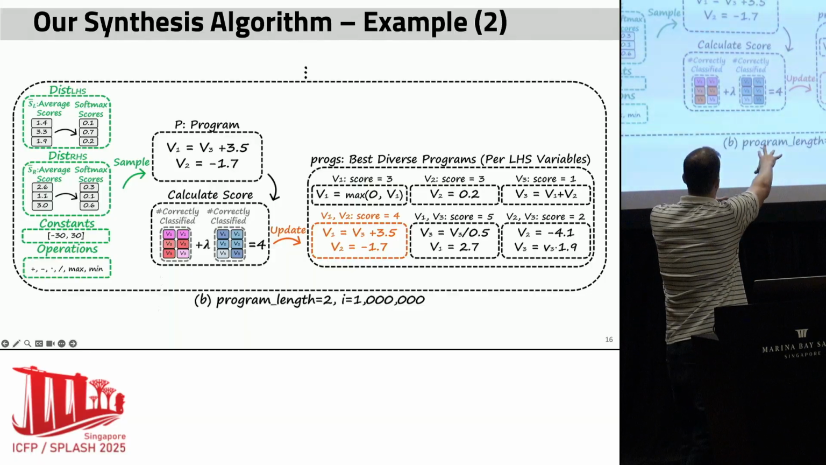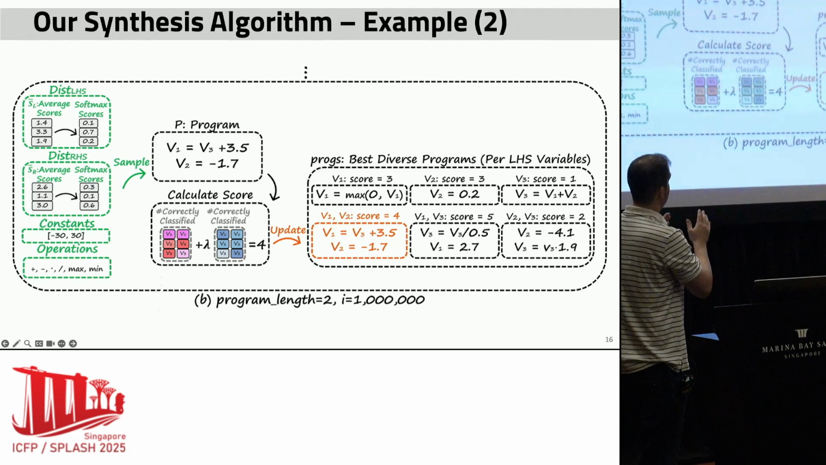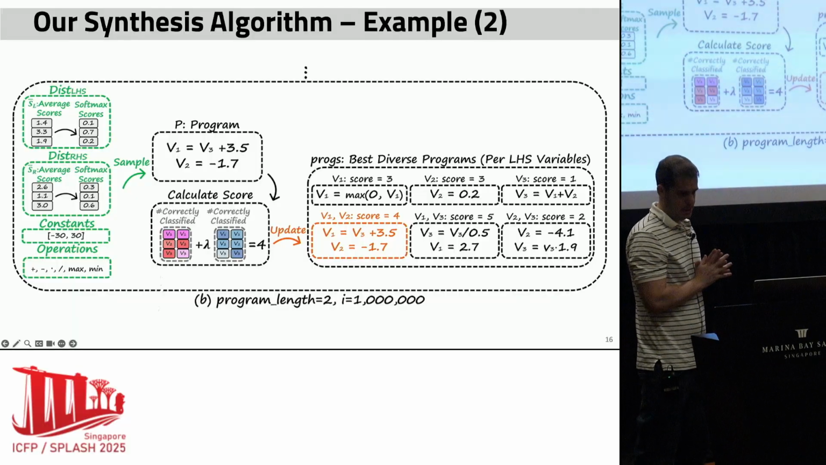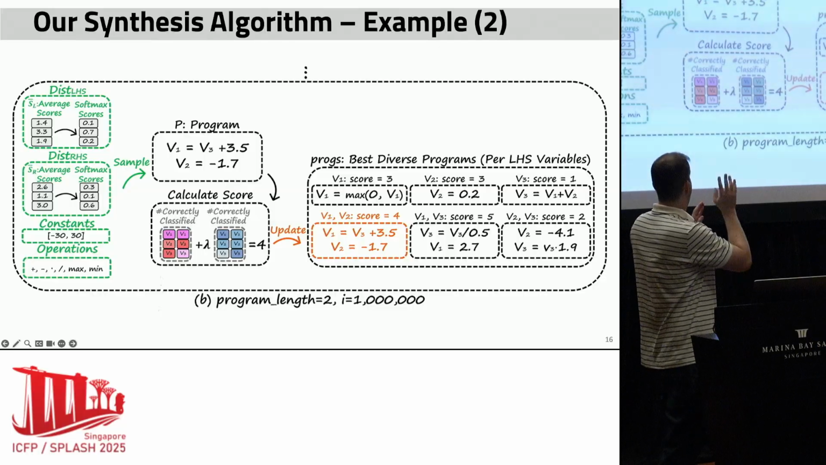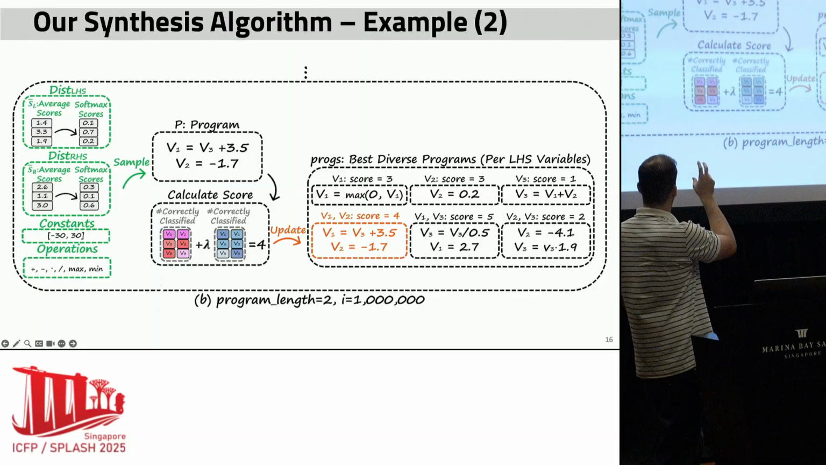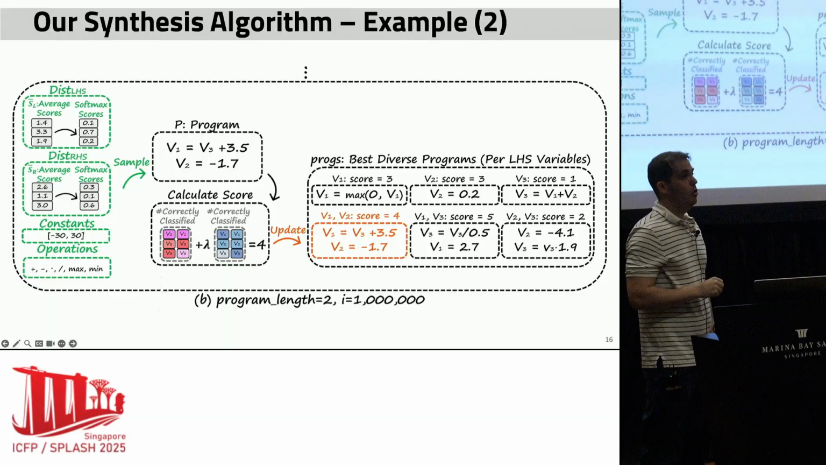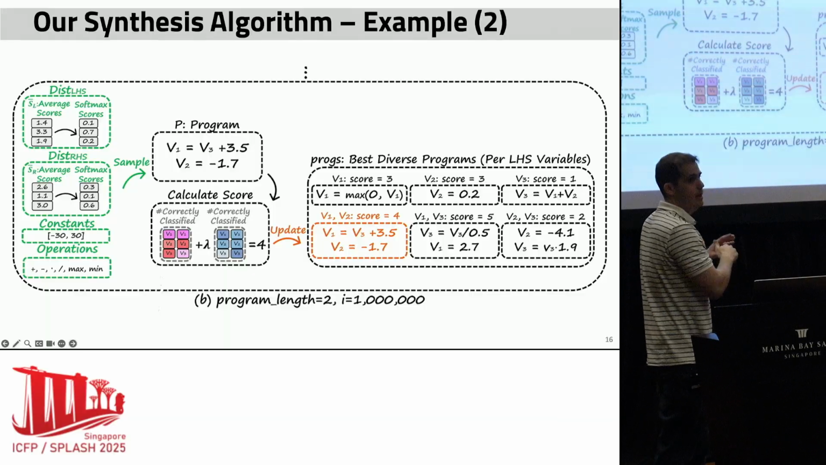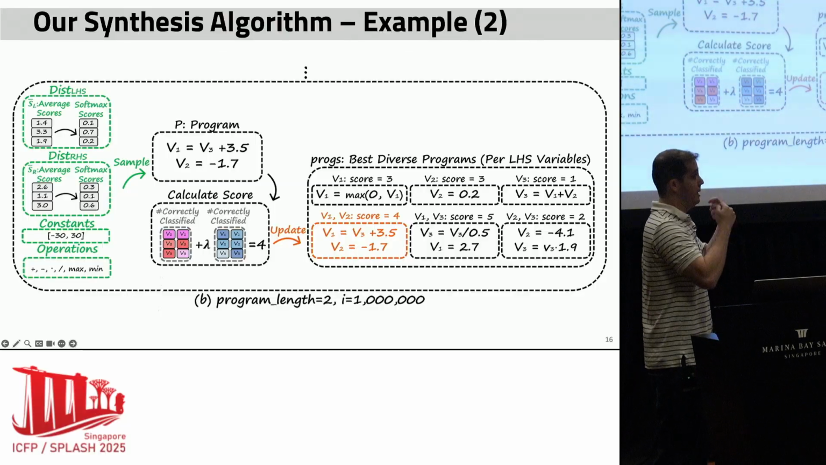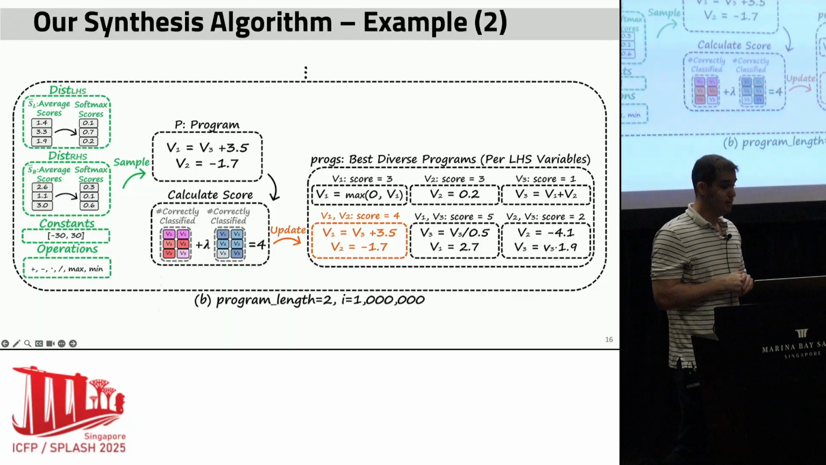Let's skip and say that we have now discovered a program of length 2, and we are at the last iteration, the 1 million iteration of length 2. We have distributions for the left-hand side and the right-hand side variable, and a valid range of constants and operations, which are the green boxes that you can see here in the slide. And we sample a program based on these distributions.